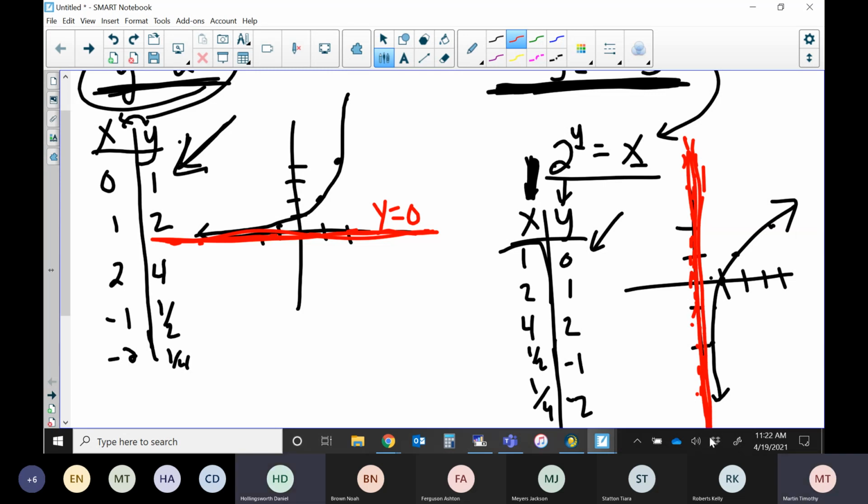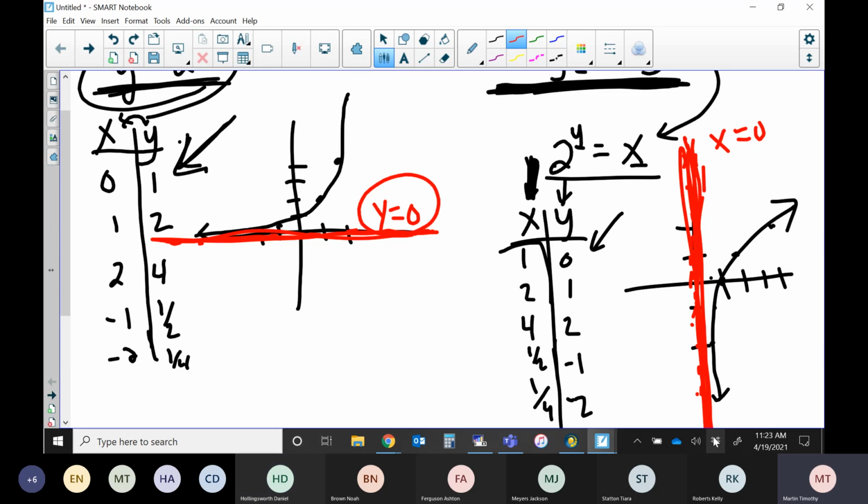Absolute. That's our asymptotes. This right here is y equals 0. But when I switch my x and my y, not only do I switch my x and my y on the chart, instead of being y equals 0, it becomes x equals 0 as my asymptote. Everything switches, even the asymptote. So the y asymptote switched to an x equals.